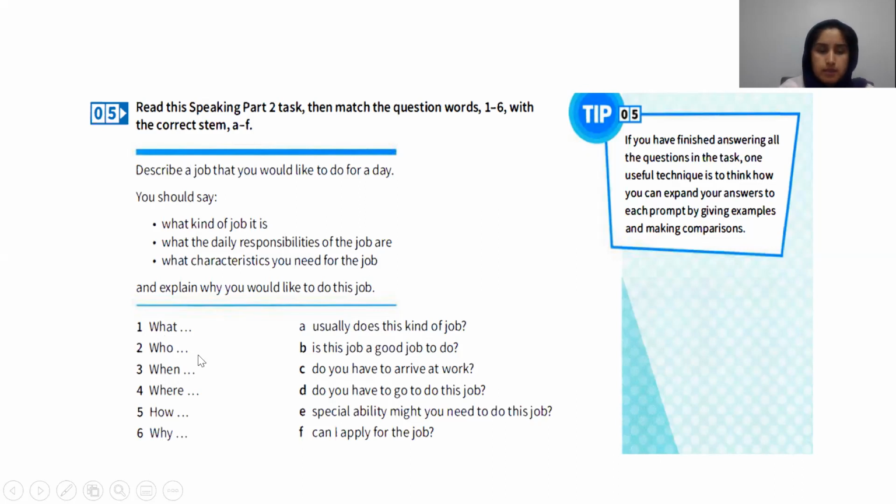And they all help you to be able to answer your questions. For example, the next one is when do you have to arrive at work? So you give all the examples, like when you have to arrive at work, what are the abilities that you have to do this job, and how to apply for this job, and all of these.